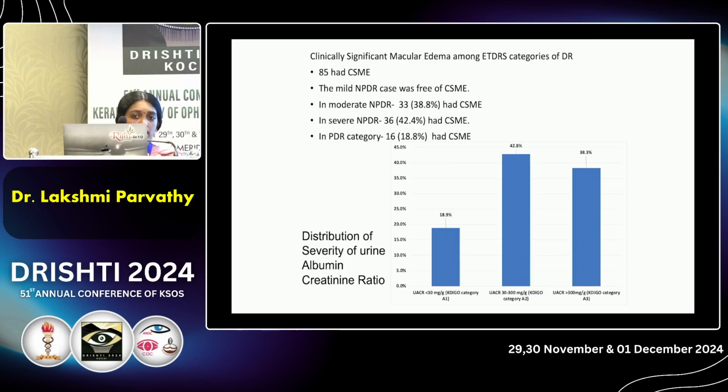85 participants had clinically significant macular edema. The mild NPDR case was free of CSME. 38.8% of moderate NPDR and 42.4% of the severe NPDR had CSME. In PDR, 16 had CSME.